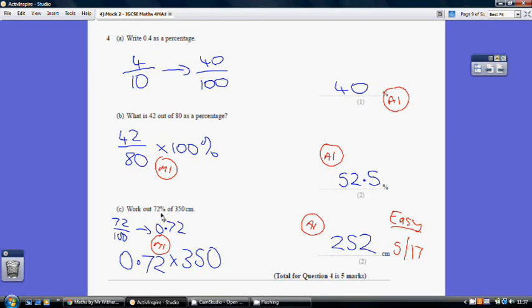Now to work out 72% of 350. So 72% means 72 out of 100, giving us a multiplier of 0.72. 72 over 100 being 0.72. 0.72 of 350 just means 0.72 times 350. Pop this into your calculator, we get 252.